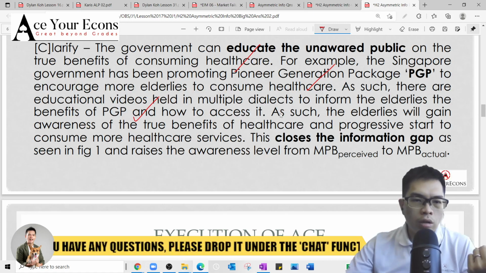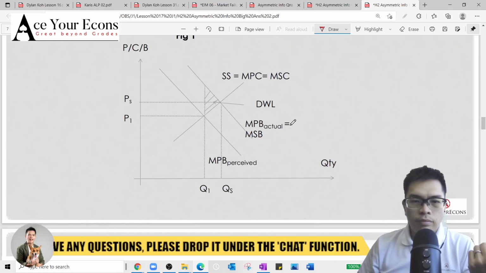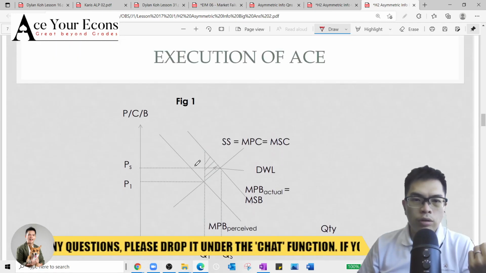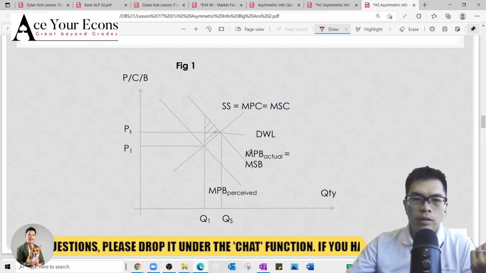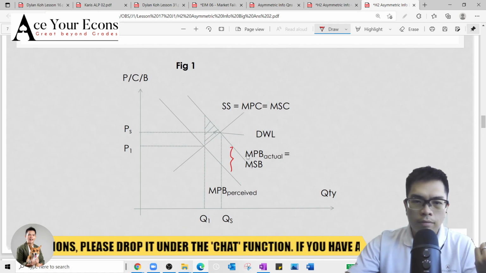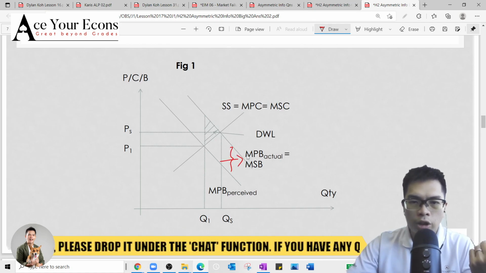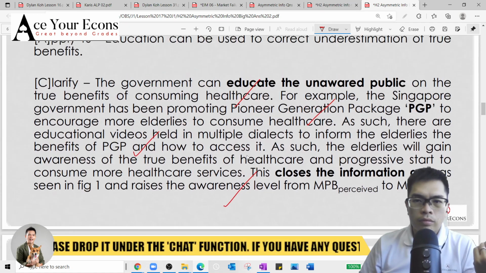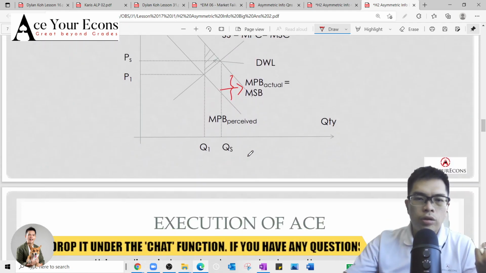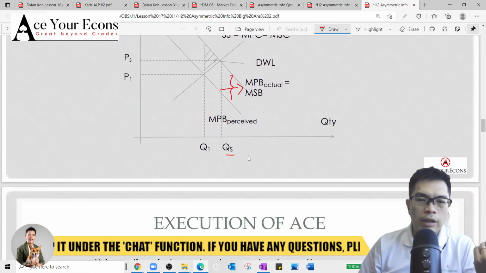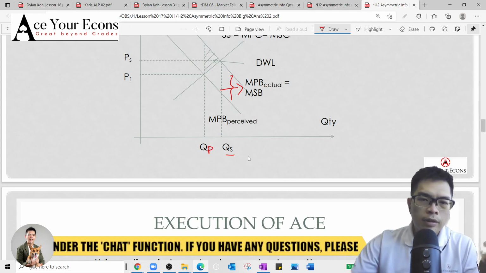Okay, and this will close the info gap, assuming that you did this in part A already. You can see this is the unawareness gap. You can close the information gap, and you can consume at your socially optimal level QS. Okay, this should be QP lah.